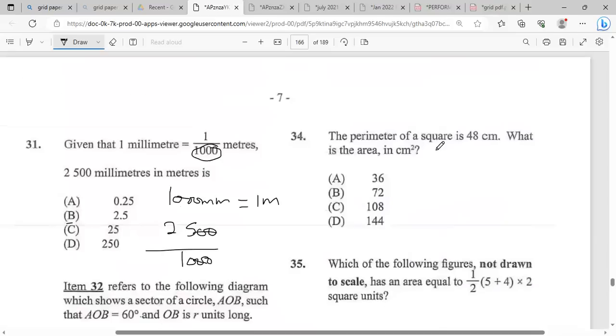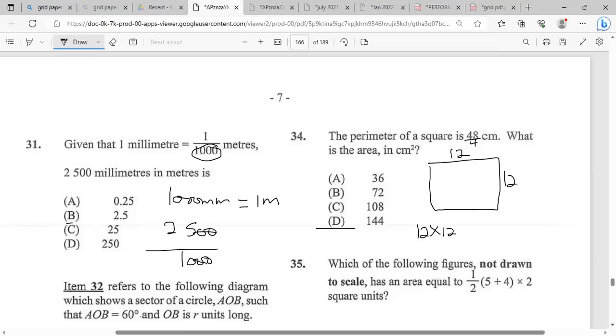The perimeter of a square is 48 centimeters. So if the perimeter is 48, all we have to do is divide this by 4, right? Because 4 into 4 is 1, 4 into 8 is 2. So it means the length is 12. All the way round it is 12, right? So to get the area it's side times side. So it's 12 times 12, which is 144.